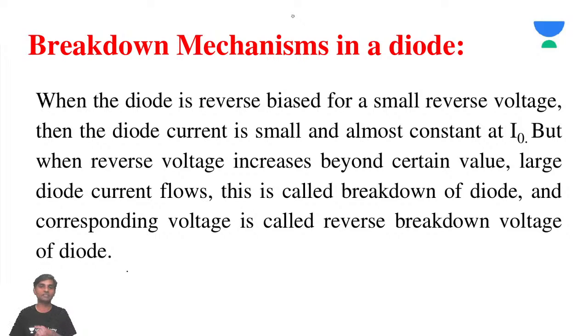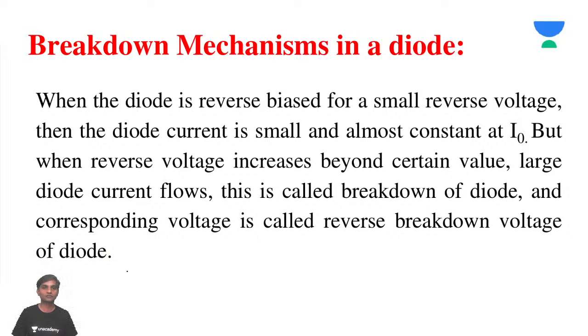When a diode is reverse biased, for a small reverse voltage the diode current is small and almost constant, and it is equal to I naught. That is the reverse saturation current. But when the reverse voltage increases beyond a certain value, a large diode current flows. This is called breakdown of the diode, and the corresponding voltage is called the reverse breakdown voltage.